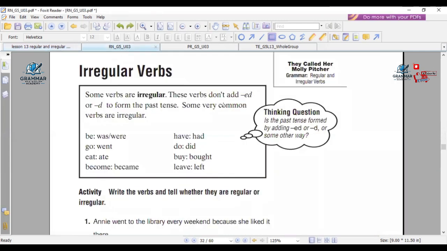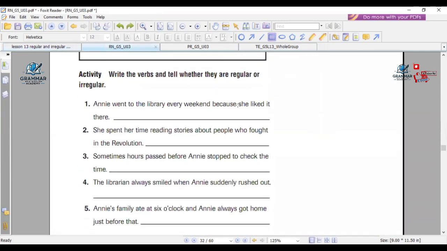I'm gonna move to this exercise. Write the verbs and tell whether they are regular or irregular. We have 5 sentences. Read all of them correctly in a perfect way. Find the verb and tell me whether this verb is regular or irregular. You have a minute. Yes, Omar.